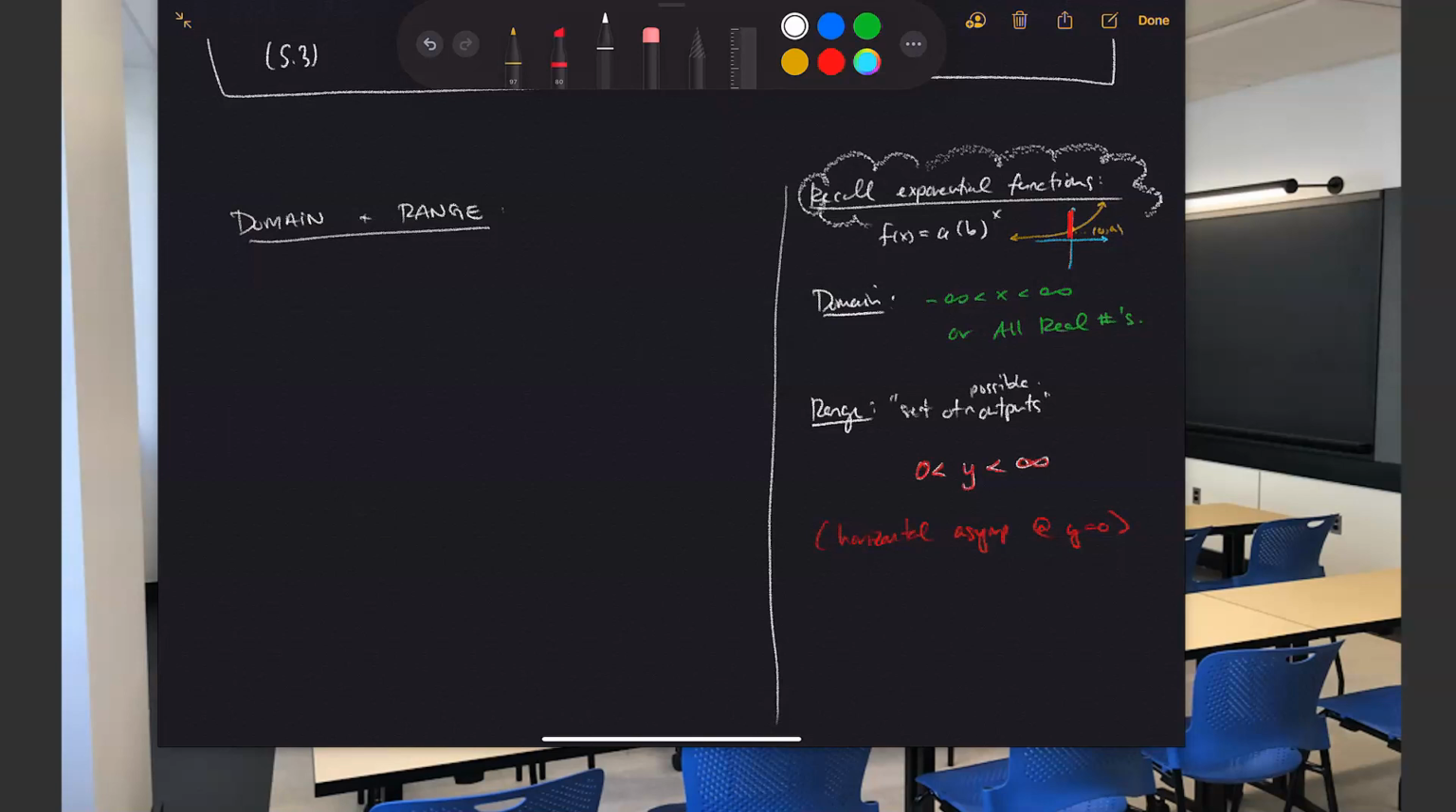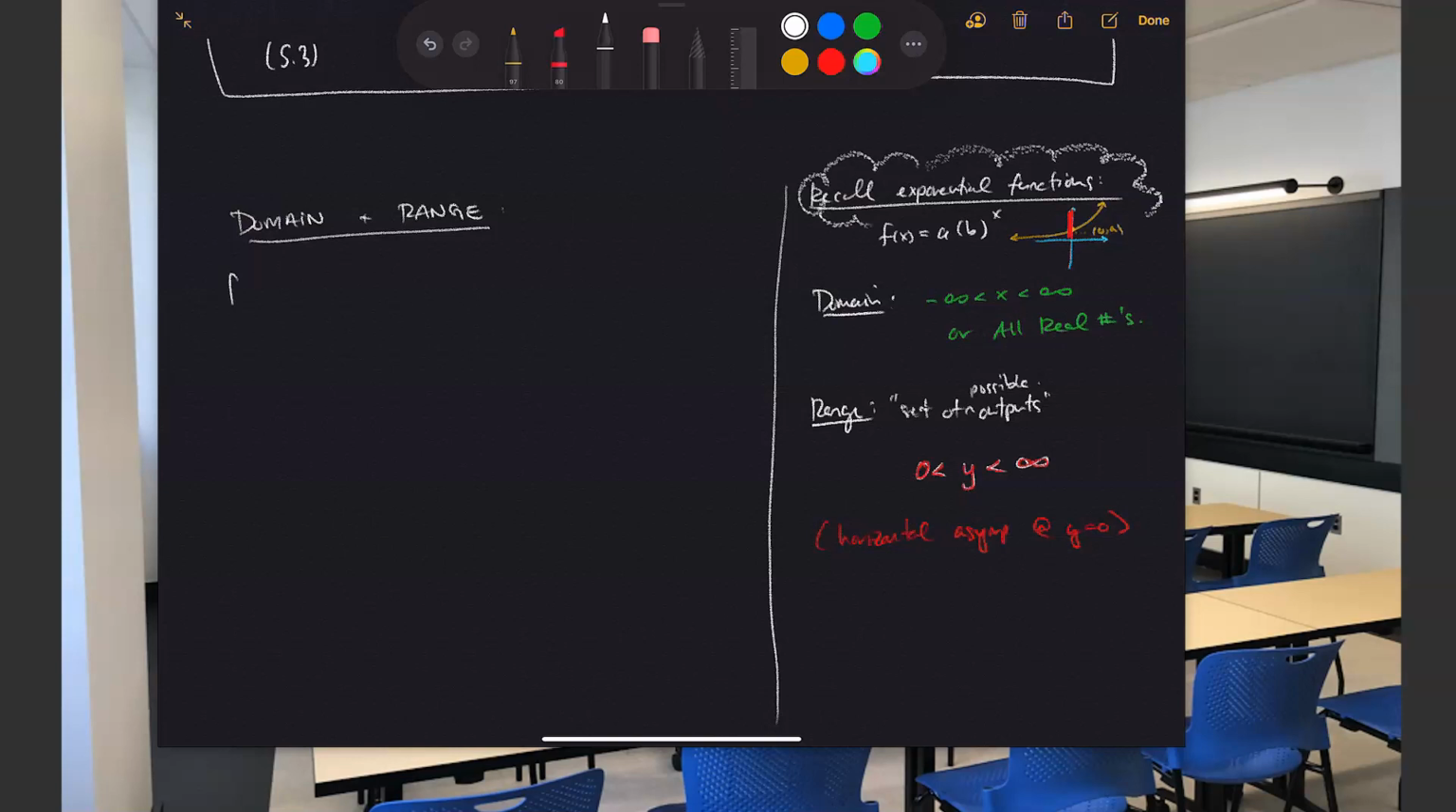So why would I take time to talk about that? Well, how are logs and exponential functions related? They are inverses of each other. So the domain and range are actually going to be flipped for logs the way they are for exponential functions, meaning the domain becomes the range and the range becomes the domain. So let's see what I mean here.